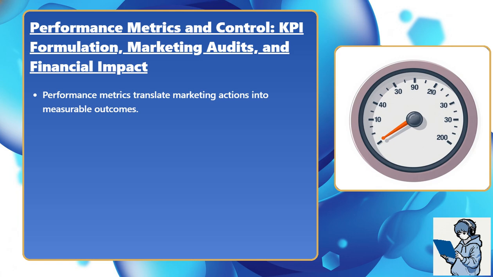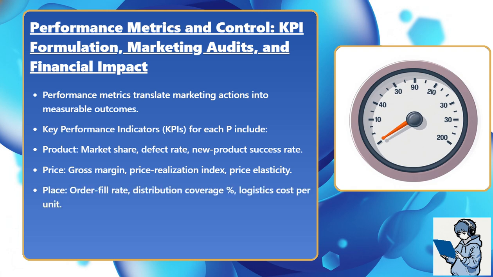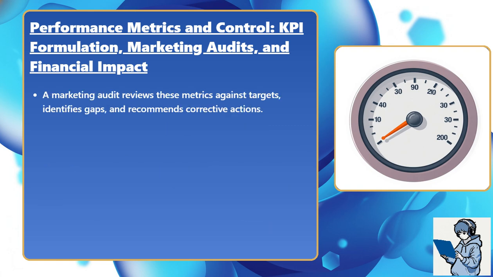Performance metrics translate marketing actions into measurable outcomes. Key performance indicators, KPIs, for each P include: product, market share, defect rate, new product success rate; price, gross margin, price realization index, price elasticity; place, order fill rate, distribution coverage percent, logistics cost per unit; promotion, cost per lead, conversion rate, advertising ROI. A marketing audit reviews these metrics against targets, identifies gaps, and recommends corrective actions.